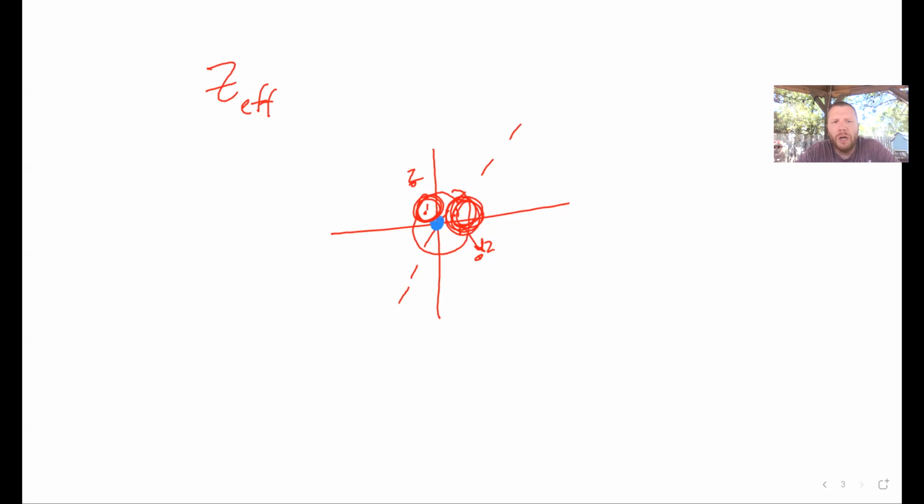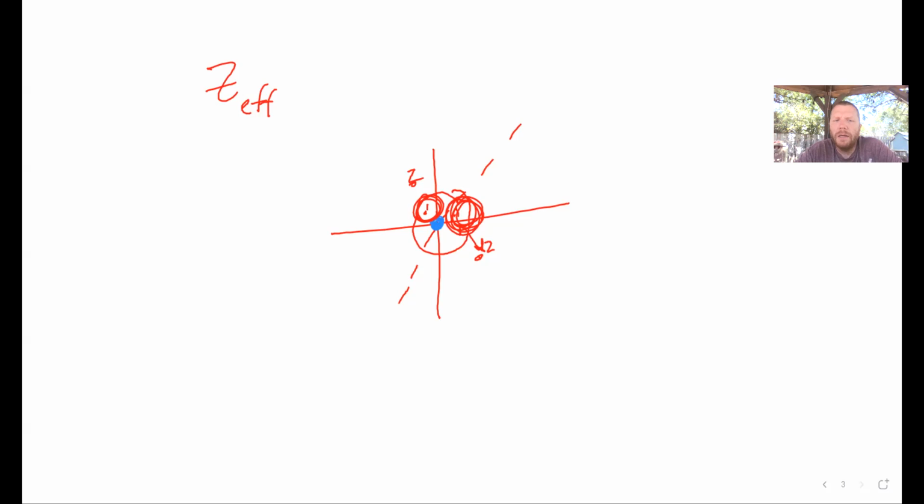Effective nuclear charge increases from left to right across the period on the periodic table. Okay, left to right. That would be a true statement. From left to right on the periodic table, the effective nuclear charge is going to increase.